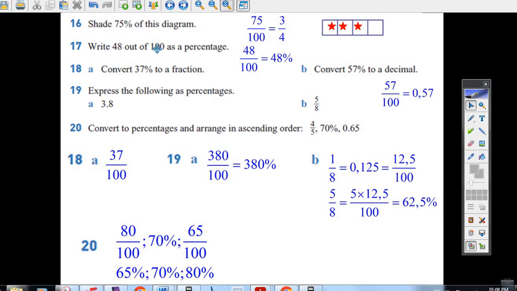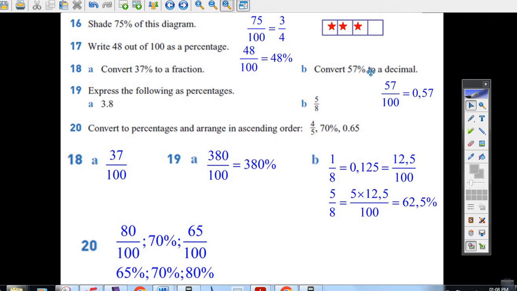Write 48 out of 100 as a percentage. Well, 48 per 100, that's what the dividing line means. 48%. That's how you write it. Convert 37% to a fraction. Well, it's really 37 over 100. There it is as a fraction.